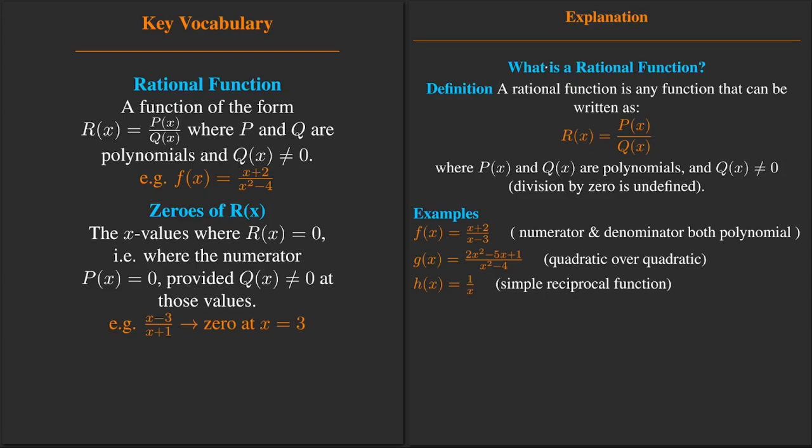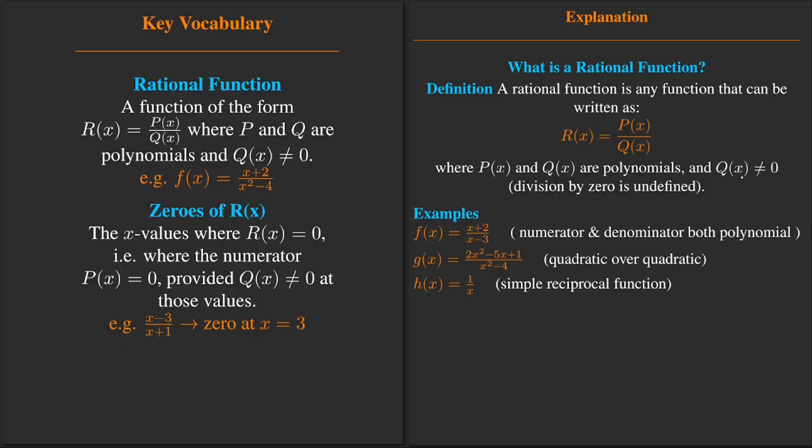So let's start by looking at what a rational function is. A rational function is simply any function that can be written as r of x equals p of x over q of x. What we mean is that p of x, which is the numerator, is a polynomial, and q of x, which is the denominator, is also a polynomial. And you just make sure that the denominator is not equal to 0. We know what division by 0 does. It gives us an undefined function.